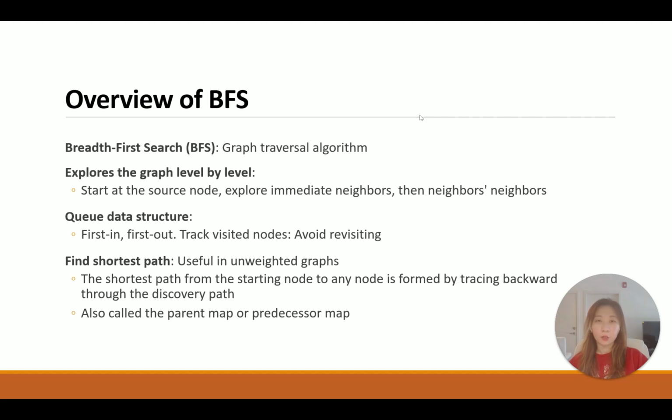And BFS can find the shortest path in an unweighted graph by tracking where each node was discovered from, using a parent map or predecessor map. To reconstruct the path, we simply trace backward from the target node through this map.